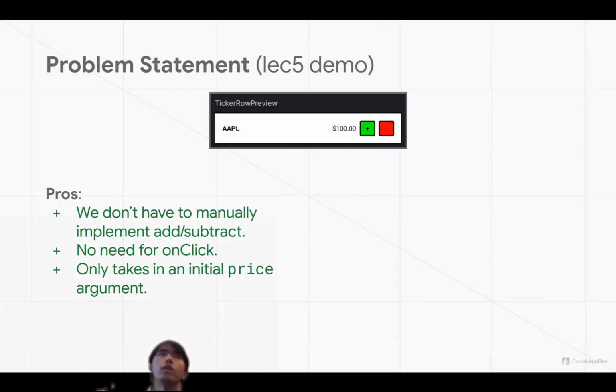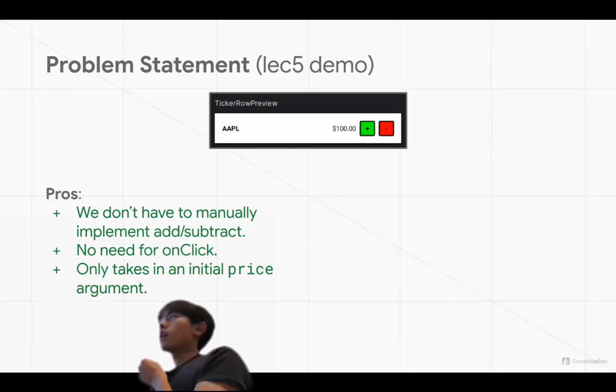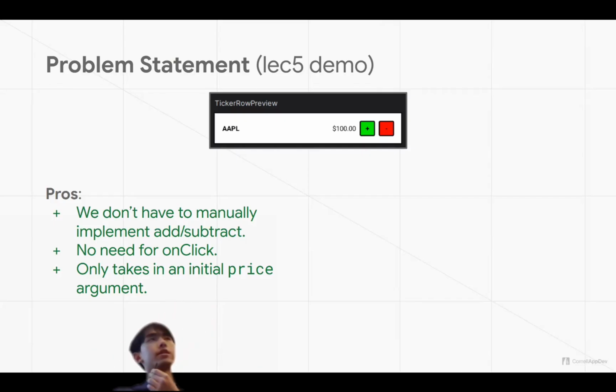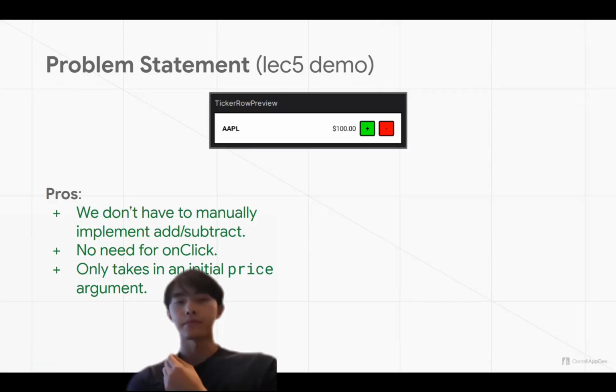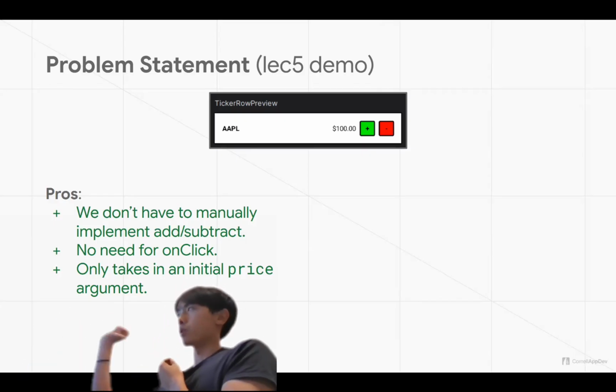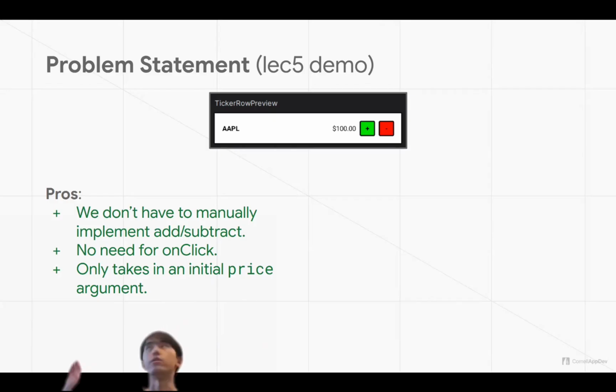Therefore, you don't need an on add click or an on minus click. It's all implemented internally. The idea with that price argument you saw is that it only takes an initial price argument, and after that I don't have to care about how it's being handled, which is, again, less burden for the user of this component.